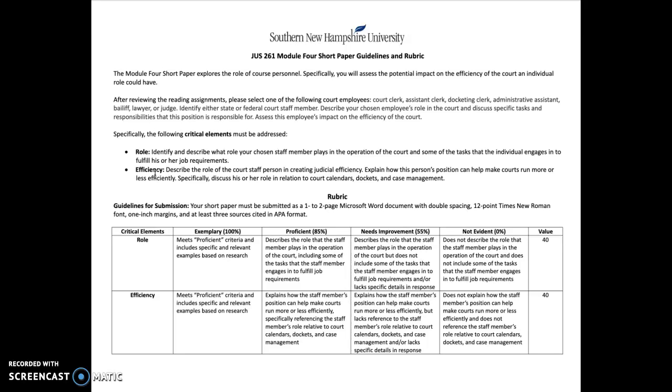So if I've been arrested for a crime and I'm on the court calendar for courtroom A, then that's where I will be, all right? And that's where my attorney needs to be, in courtroom A. So that's the court calendar.